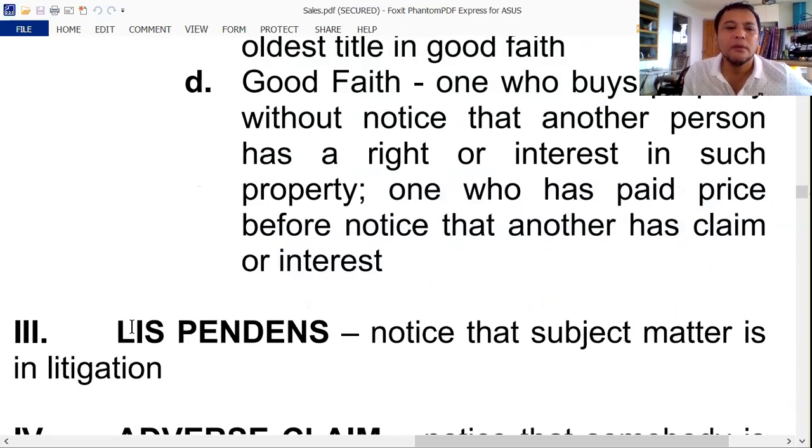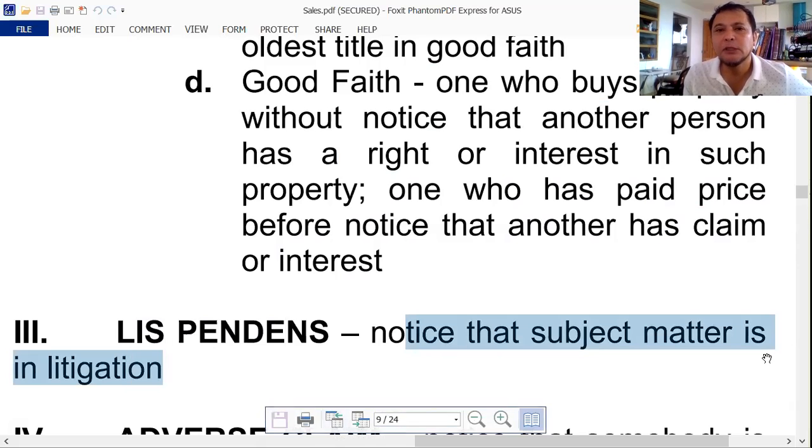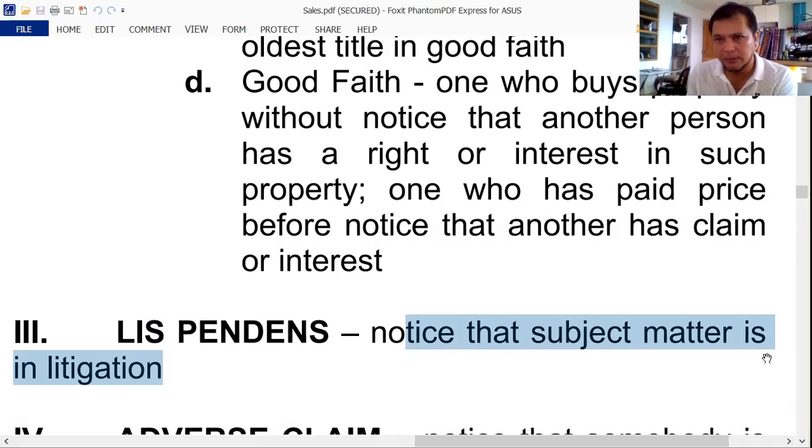Okay. Lis pendens is a Latin term for notice, no? You're giving notice that the subject matter is under litigation, meaning this property is the subject matter of a case. So if there is a notice of lis pendens, which is written in the title, that is now a notice to whoever is interested. No? So that's a bad notice. Oh, this property, you should know that this property is under litigation in a case which is still pending. No?